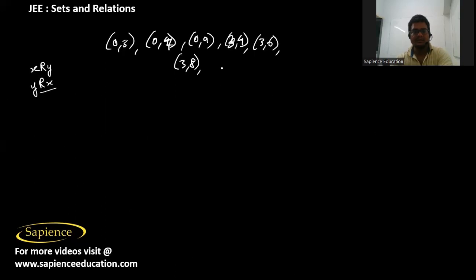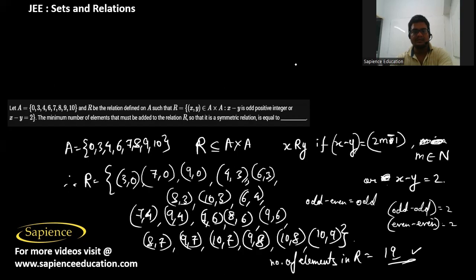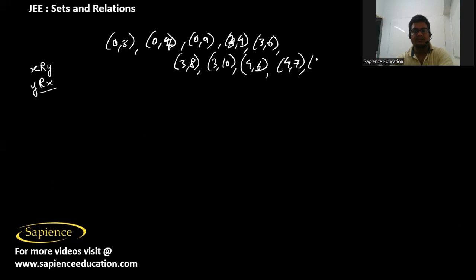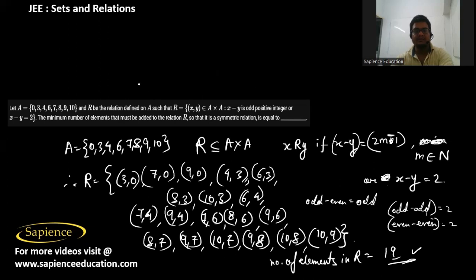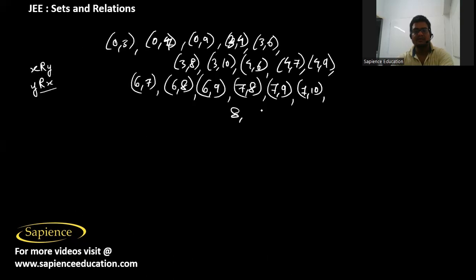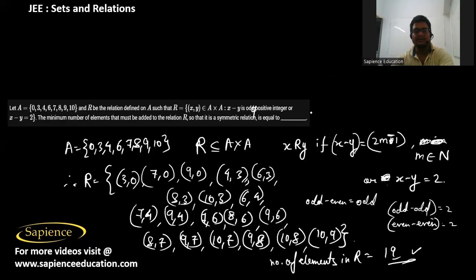(6, 3), (8, 3) is not there, we have to add, and (3, 10) also we have to include, then (4, 6) we have to include, and then (4, 7) we have to include, (4, 9) we have to include, then (6, 7) we have to include, (6, 8) we have to include, (6, 9) we have to include, (7, 8) we have to include, (7, 9) we have to include, (7, 10) we have to include, (8, 9) we have to include, then (8, 10) also we have to include, and then (9, 10) also we have to include.